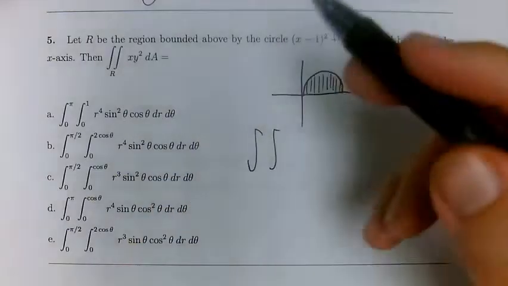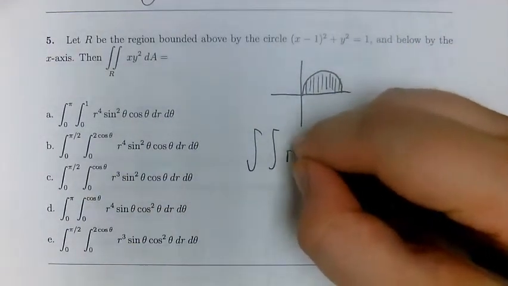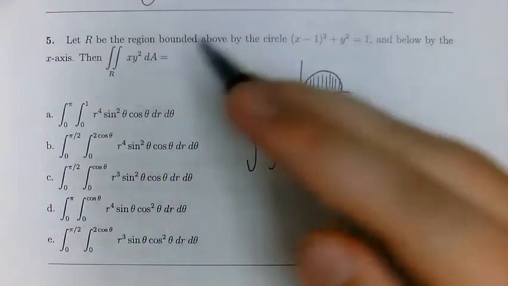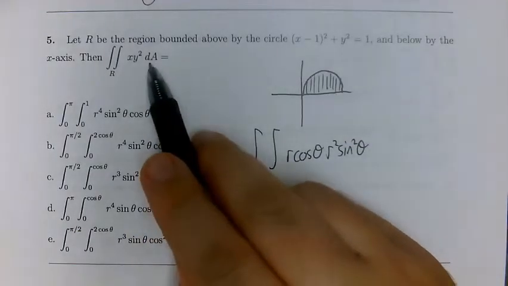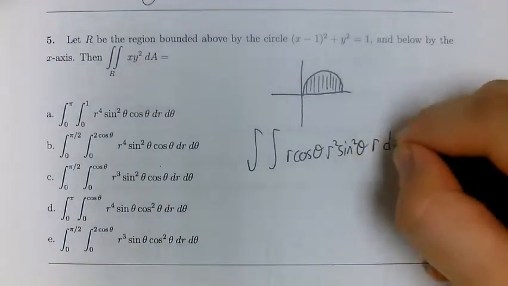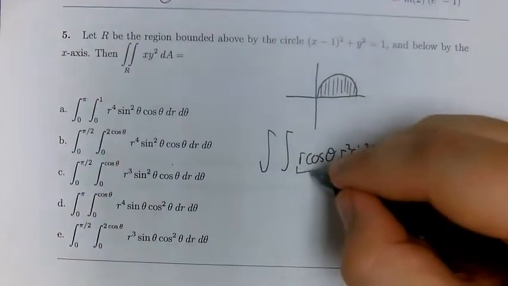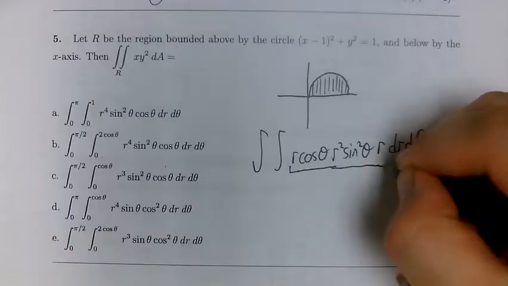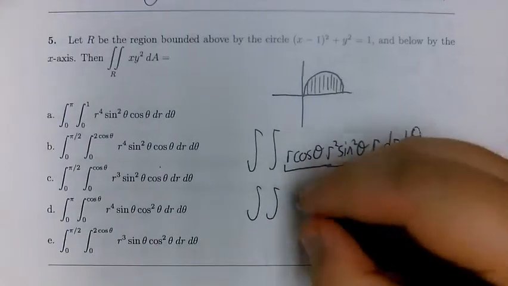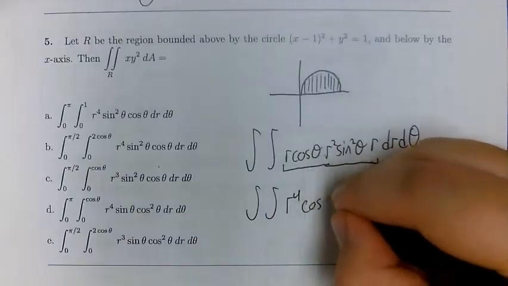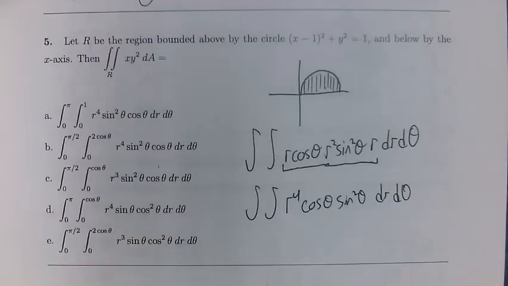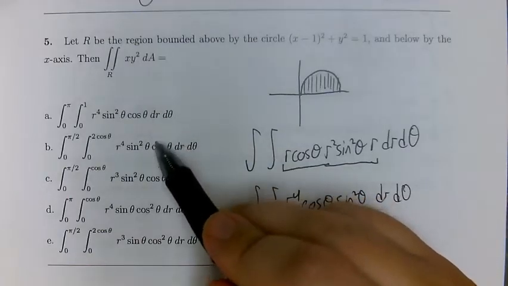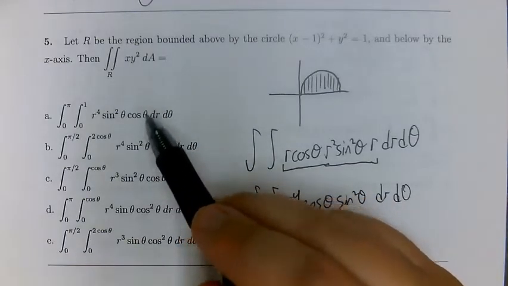First of all, let's change the integrand here. X is r cosine of theta, and y squared will be r squared sine squared of theta. And dA for polar coordinates will give us an additional r. Right away we can simplify this, and it ends up being r to the fourth cosine of theta sine squared of theta. If we were running out of time on this exam, that would immediately allow us to make an educated guess. It has to be either A or B right here. So let's see if we can decide between these two next.